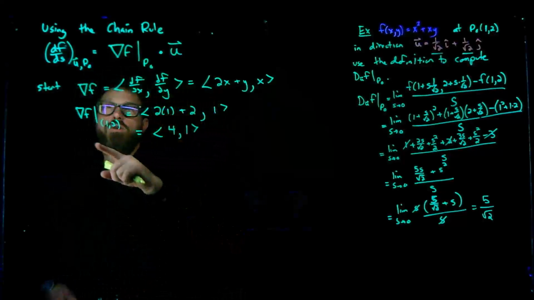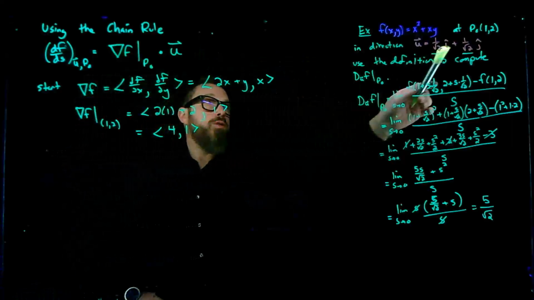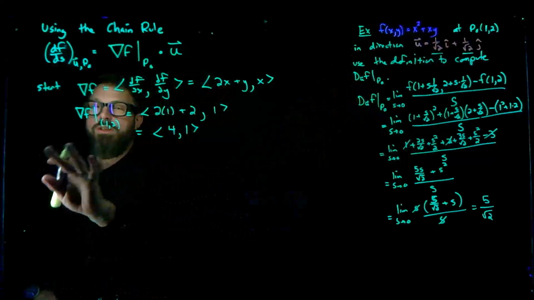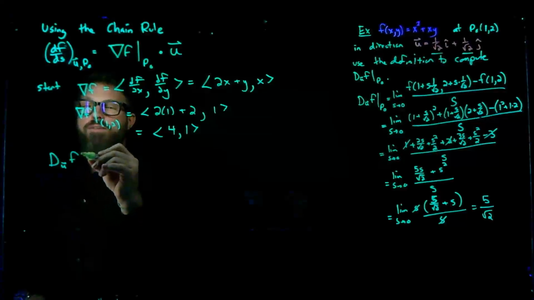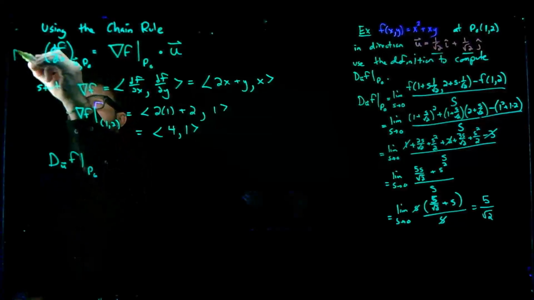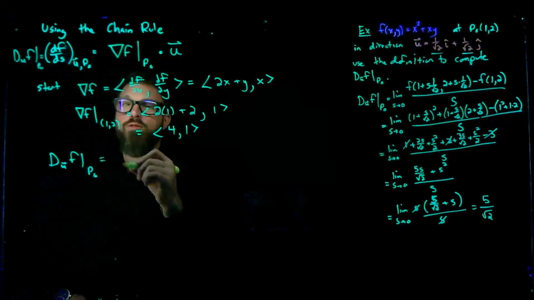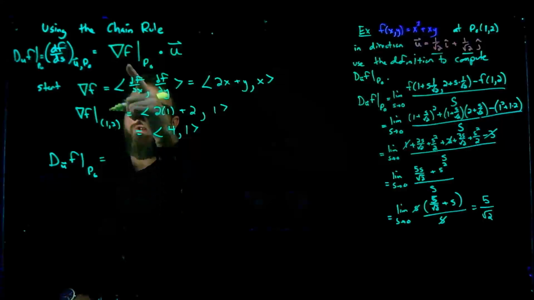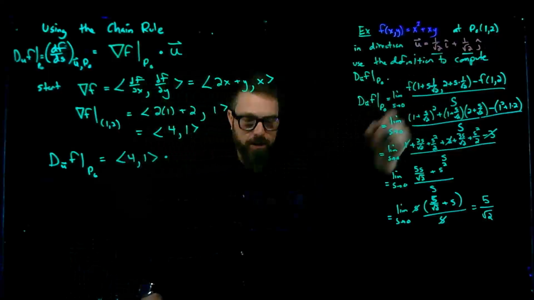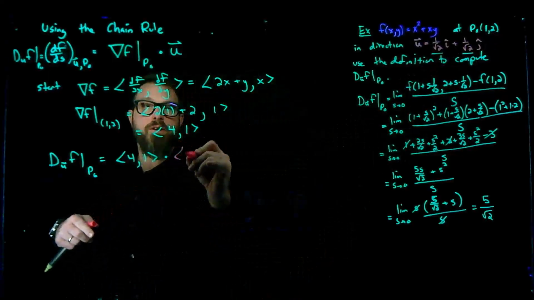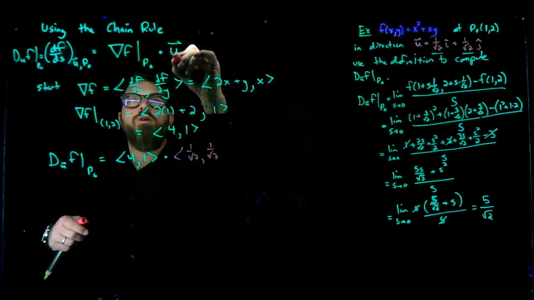Okay, now what I have to do is, we know that the unit vector u is already written as this pink thing. So that means we'll say D_u of f evaluated at p naught is going to be equal to the gradient of f, which is this thing, (4, 1), dotted with our unit vector, which is going to be (1 over root 2, 1 over root 2). That's our u vector.